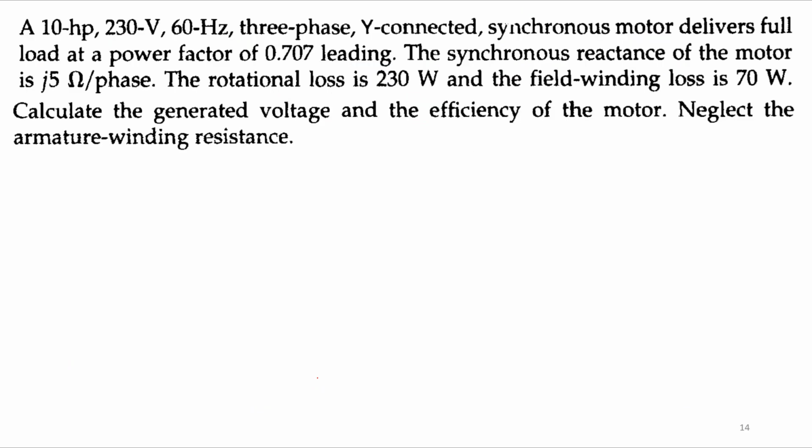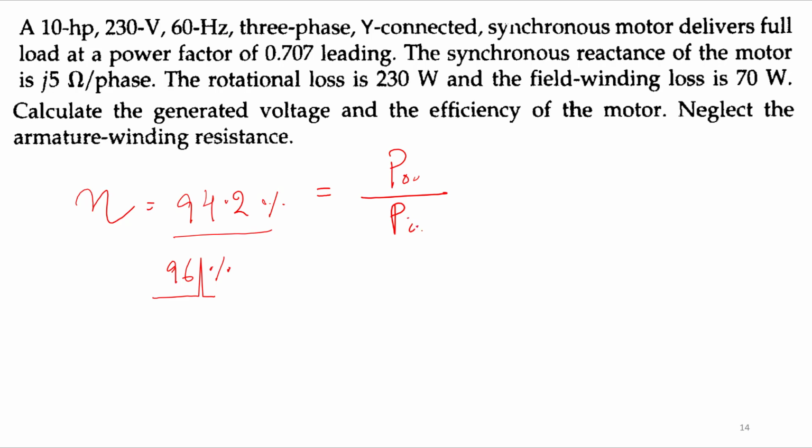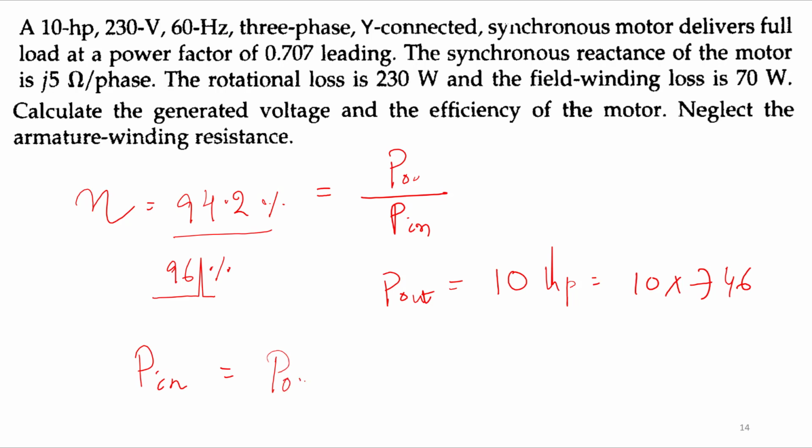So now we can do a problem here, and I hope everybody can do this problem. Efficiency is P out by P in, right? So P out is how much? P out is given as 10 HP, right? 10 into 746. And P in will be P out plus the losses. 70 is the field winding loss, no need to consider that. Rotational loss is 230, right? So this will give me P_D. Okay, so here P_D is equal to P in, because R_A is neglected.